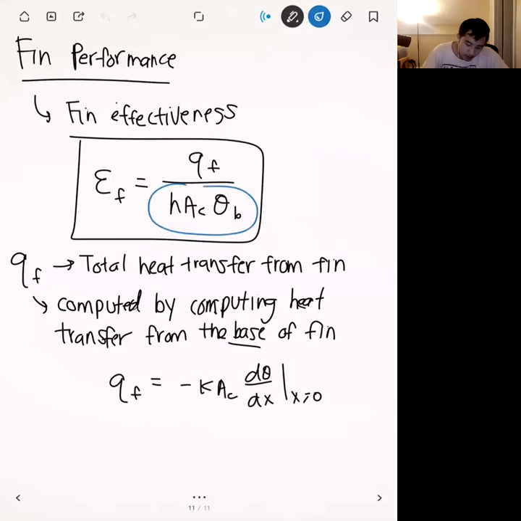And the denominator here, what we have is HAC times theta B, right? And so that quantity is the amount of heat transfer that would occur in that same region of space if the fin was not there, okay?